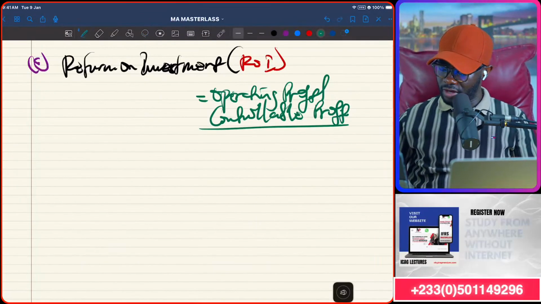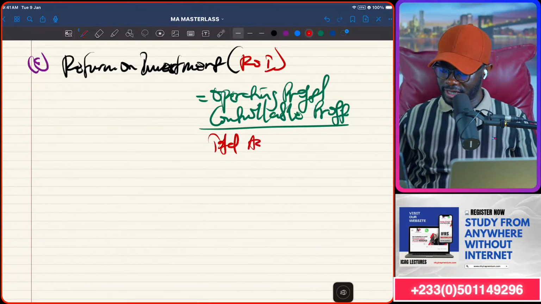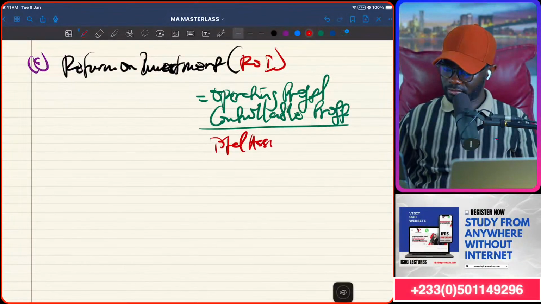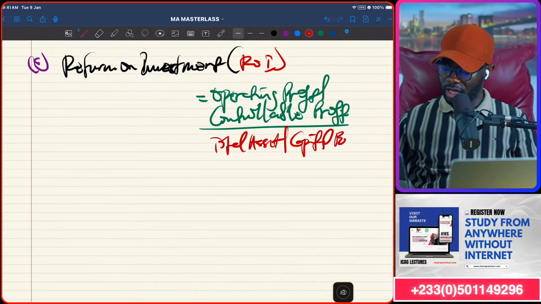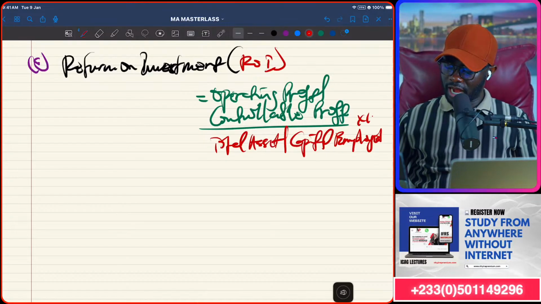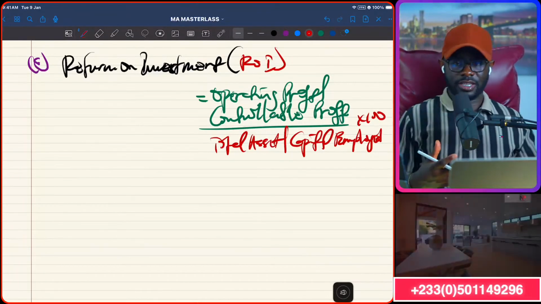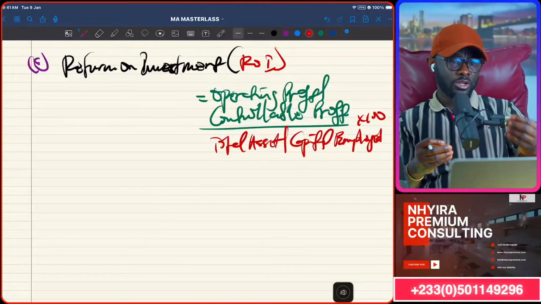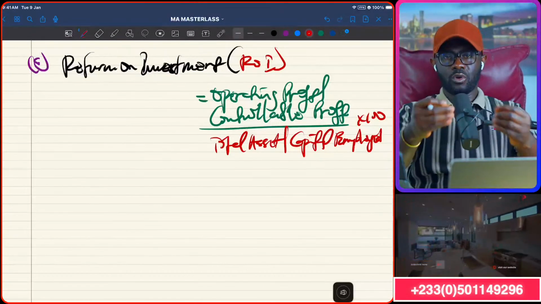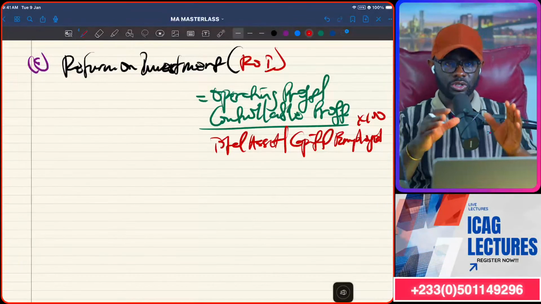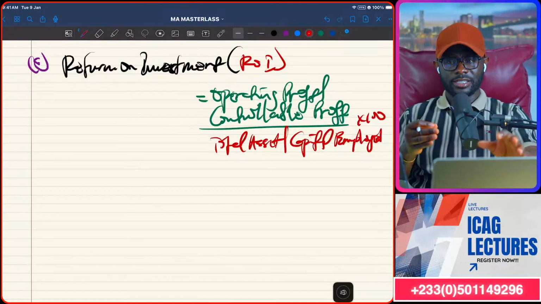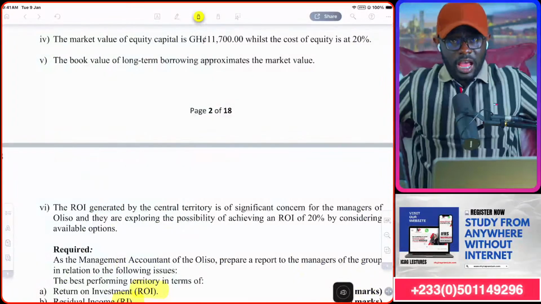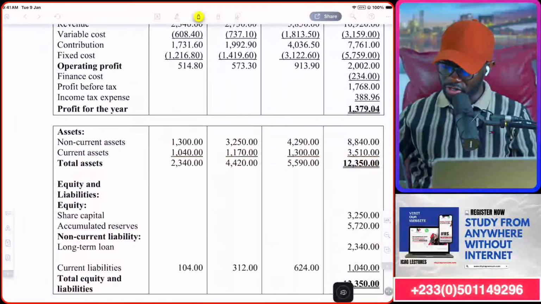And so controllable profit divided by, in some cases, total assets, depending on the context of the question, or capital employed, which is the regular one. Now, I'm in class, so I need to give you the generics so that if you see it in a question somewhere, you don't run off. So it could be operating profit or controllable profit divided by total assets or capital employed. In some questions, the examiner will say, I want you to use total assets. In some questions, the examiner will say it should be capital employed. In the context of our question here, we don't know what's happening, but let's continue to read. Maybe we will get some images.